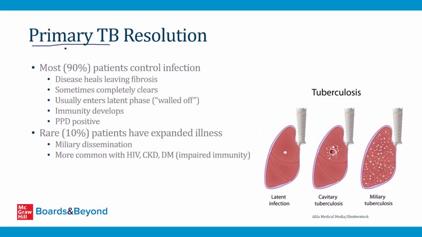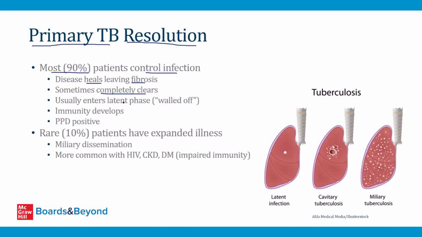Okay, let's go back to talking about primary tuberculosis, which remember is an active infection of the lungs caused by initial exposure to the tuberculosis bacteria. And let's talk about how that infection usually resolves. So most patients, about 90% or so, will control the infection. The disease will heal, meaning that the inflammation will resolve and fibrosis will be left behind. Sometimes tuberculosis bacteria are completely cleared from the body so that no bacteria whatsoever remain behind.